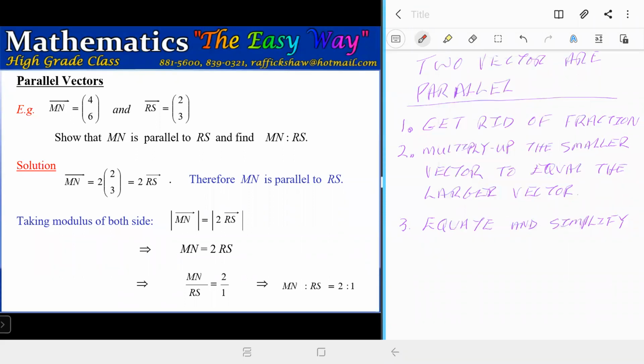Very important. Remember these 3 steps to show that the vectors are parallel. When we come to collinear points, it's the same 3 steps we'll have to use, because collinear points exist when you have parallel vectors with a common point. I think that's what we're going to do next.